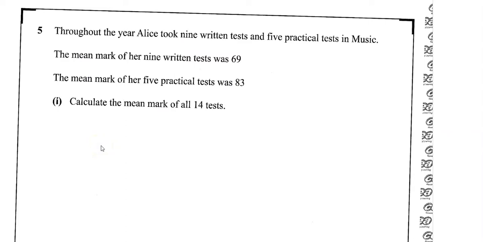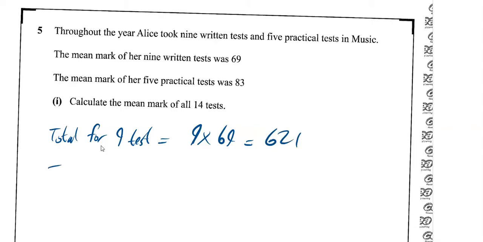Alice took 9 written tests and 5 practical tests in music. The mean mark of her 9 tests was 69. The mean mark of her 5 practical tests was 83. So calculate the mean mark of all 14 tests. I'm going to work out first of all the total for the 9 tests. So it's going to be 9 times 69, which works out to be 621.